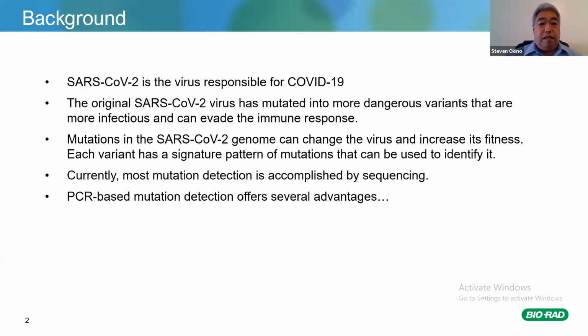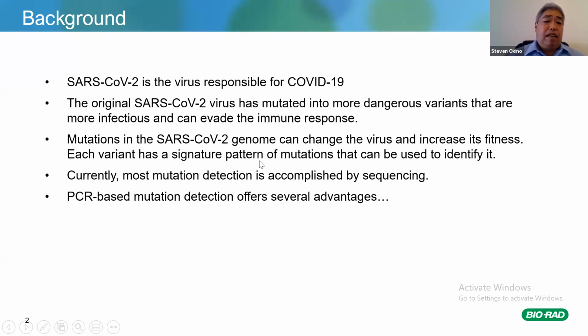So first of all, this is the background. SARS-CoV-2 is the virus responsible for COVID-19. The original SARS-CoV-2 virus has mutated into more dangerous variants. They're more infectious and can evade the immune response. Mutations in the SARS-CoV-2 virus genome can change the virus and increase its fitness, and each variant has a signature pattern of mutations that can be used to identify it.